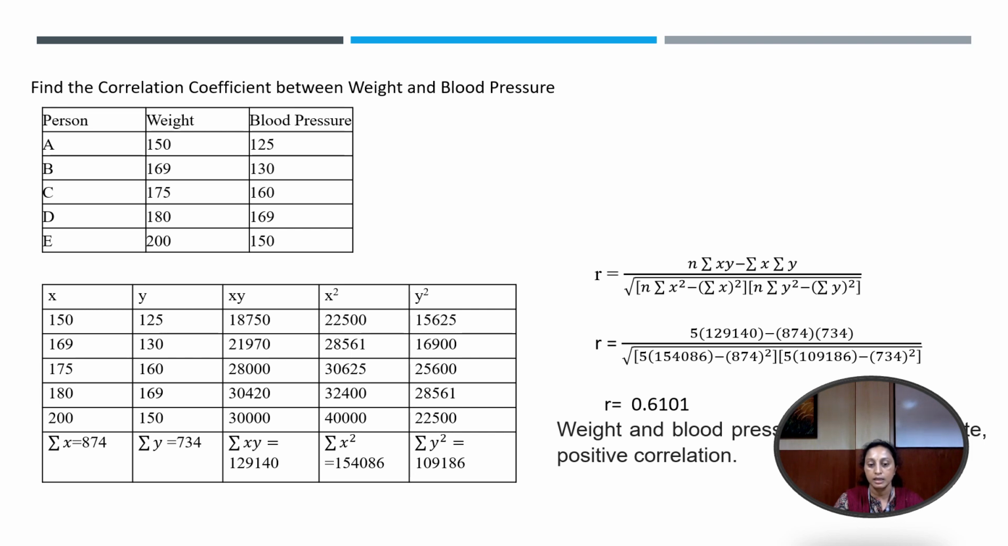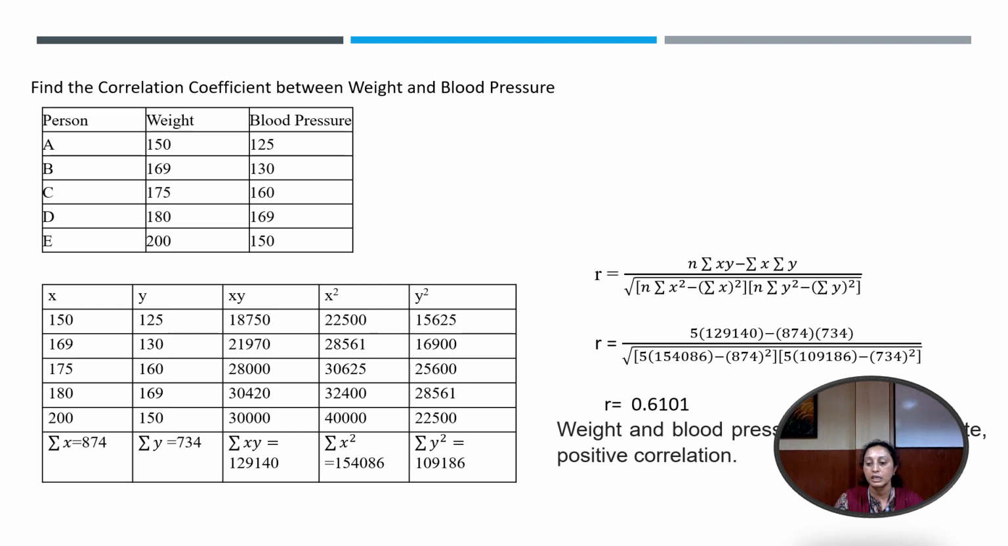We get the total of x square as 154086. Similarly, take the y square, that is y into y, that means 125 into 125, we get 15625, and 130 into 130, we get 16900. Similarly, square all the data and the total we get is 109186. Now substitute all this data in the Pearson coefficient of correlation formula.